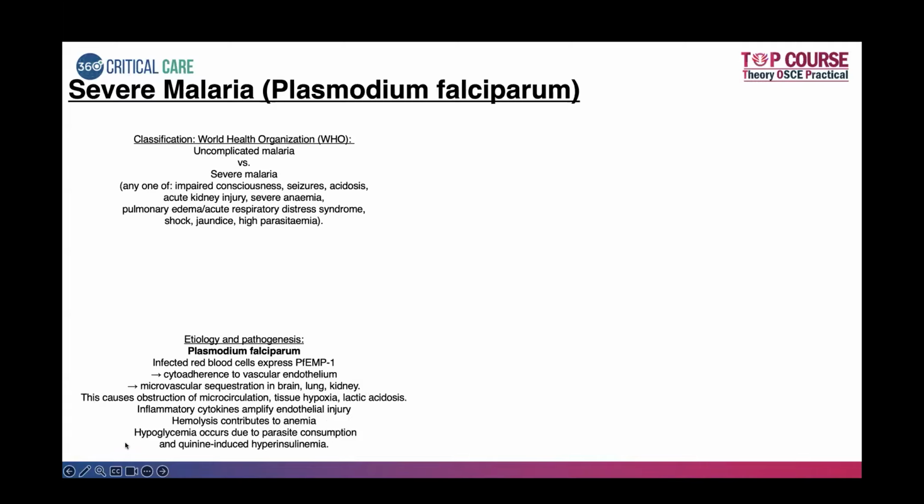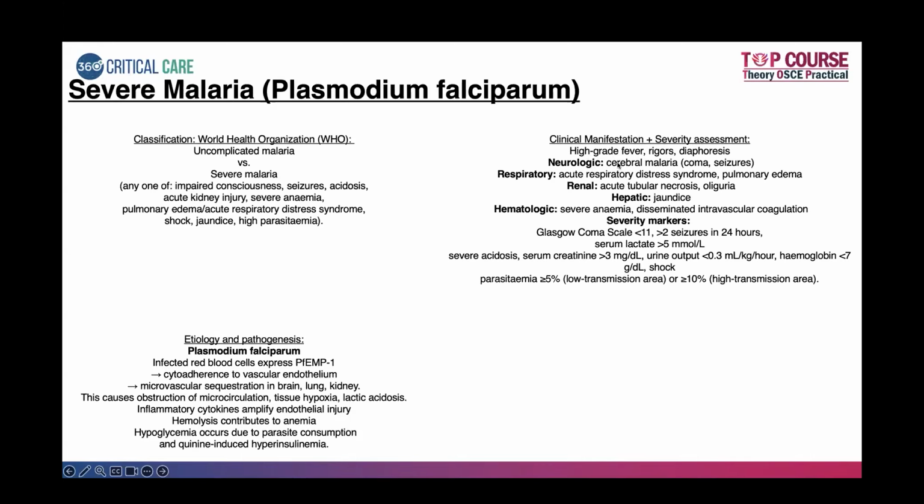So coming to the clinical manifestation and severity assessment, high-grade fevers, rigors, and diaphoresis are there. Neurologically, they can present with coma or seizures. Respiratory, either ARDS or pulmonary edema can be there. Renal, they can present with acute tubular necrosis and eventually develop oliguria. Jaundice can be there because of hemolysis or because of hepatic injury itself. Hematologically, there can be severe anemia, and because of endothelial injury that occurs in the microcirculation, there can be activation of platelets leading to consumption, and eventually consumptive coagulopathy can lead to DIC.